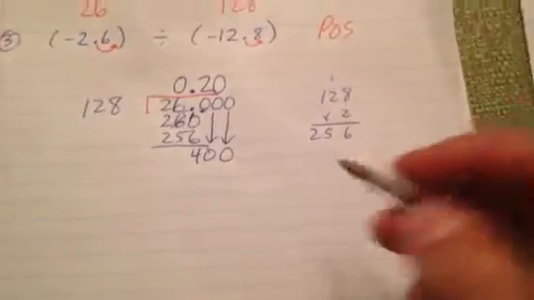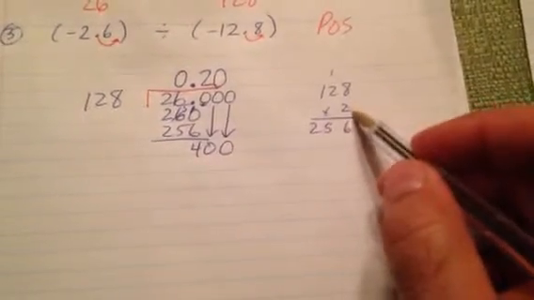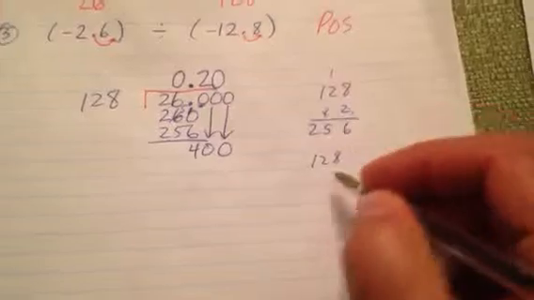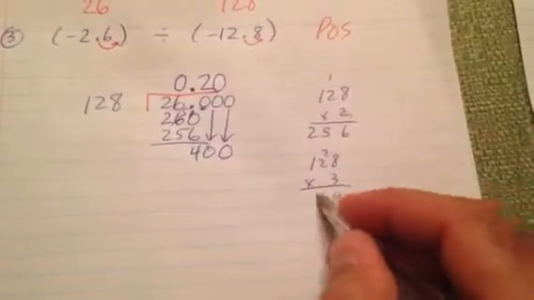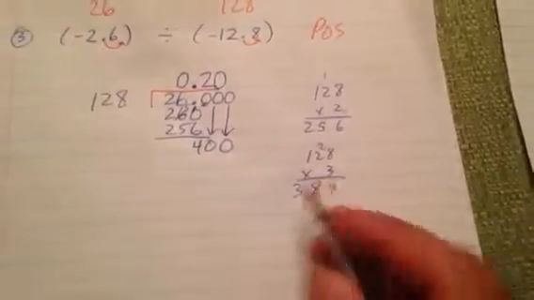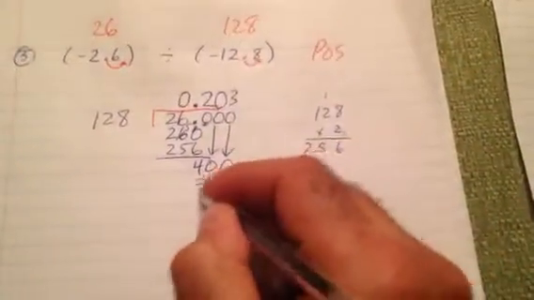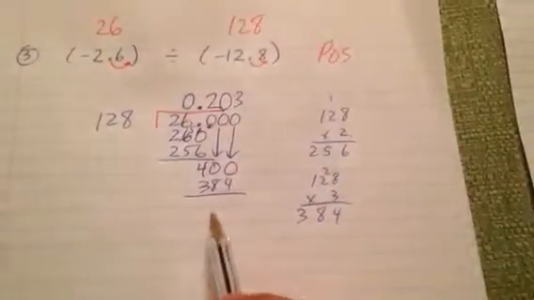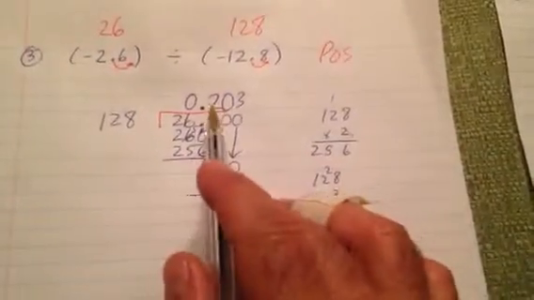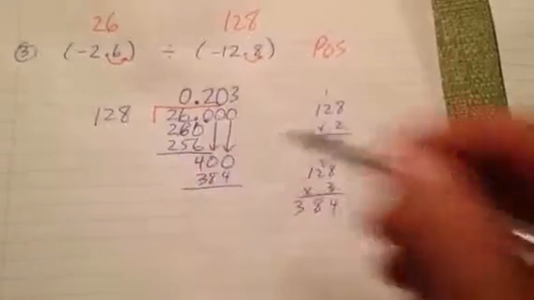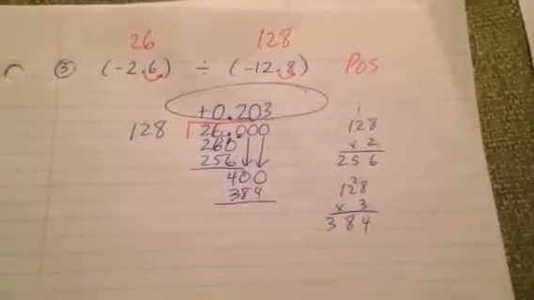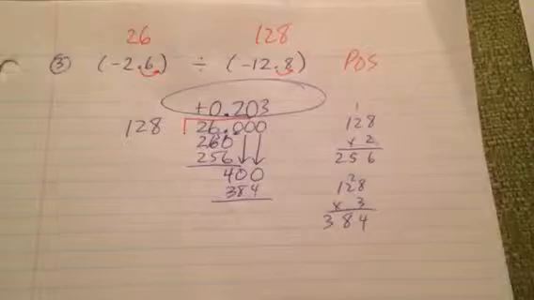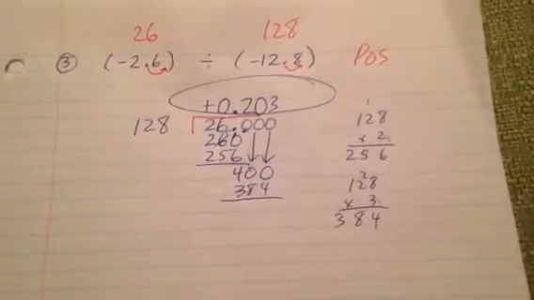128 into 400. Maybe I can get it a third time. Let's try 128 times 3. 3 times 8 is 24. 2. 3 times 2 is 6. 8. 384. So 3 times looks good, and I'm done right there. I know I have a remainder, but I've got enough here. So 0.203 is a good enough answer. The answer is positive, and there we go. All right, so that's a kind of a confusing one. Hopefully that helps you, and continued success in all your rational operations.